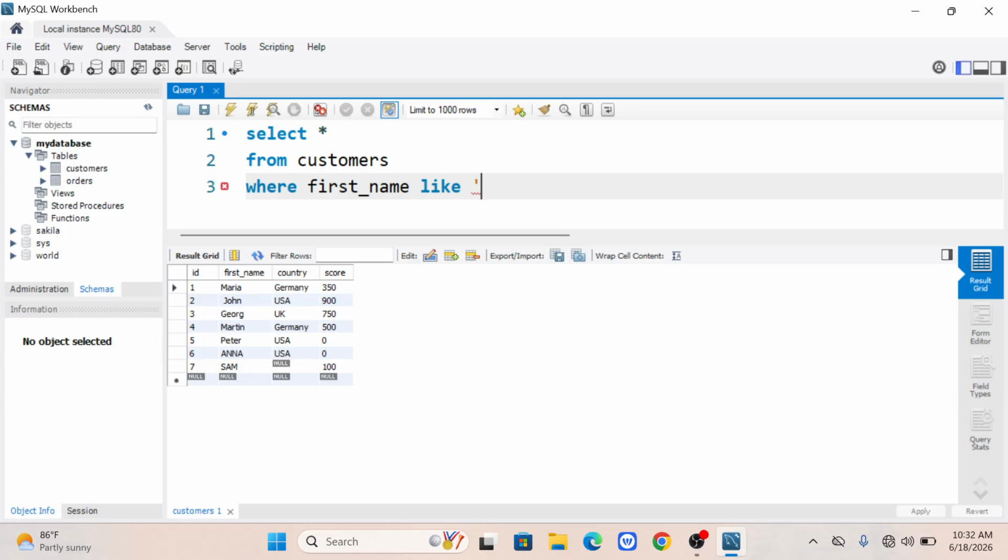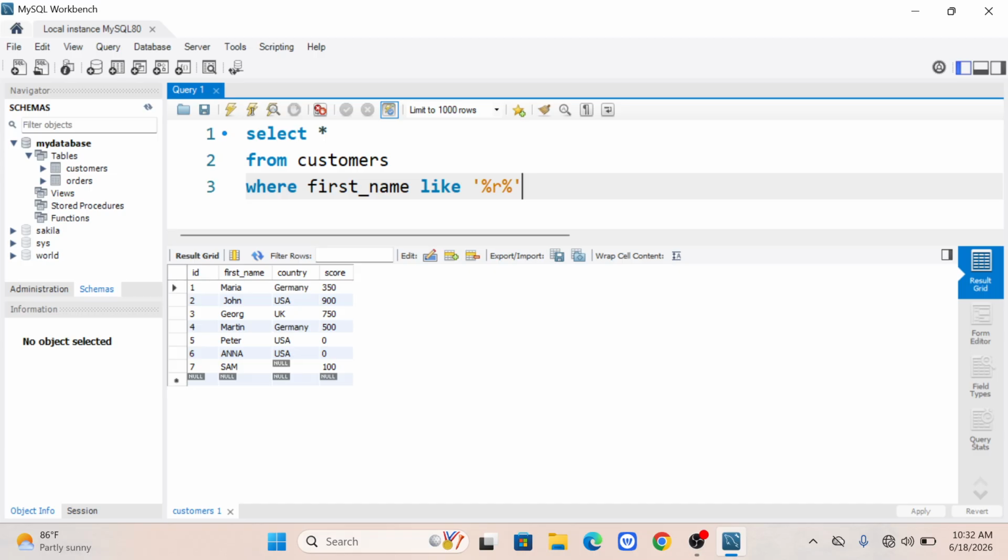So now let's go, guys. You write percentage. When you write percentage, you now put your R, the pattern that you are looking for. Then you close it. You now put another percentage. This means that you don't care what comes before the R, and you don't care what comes after the R, but you just want to see the names that contain R. Then you close it with your single quote.